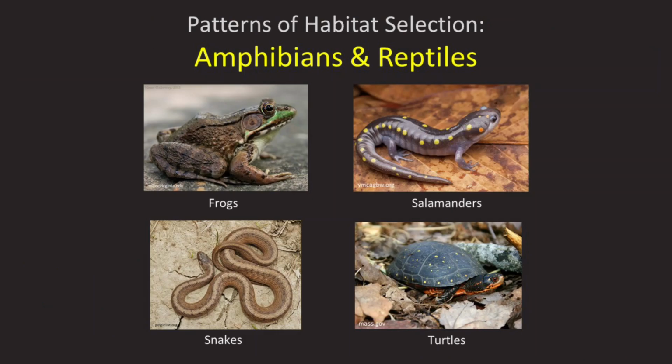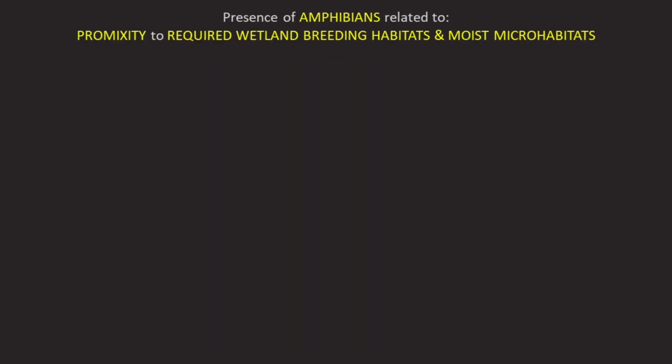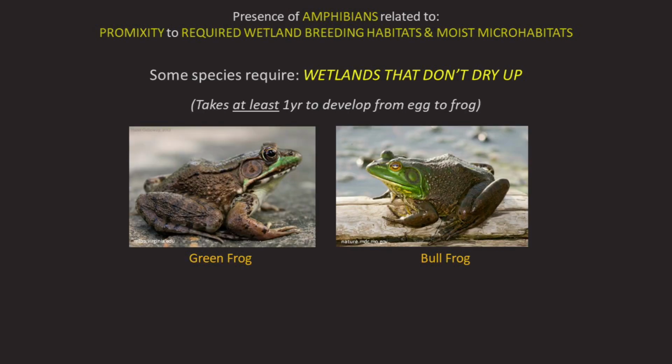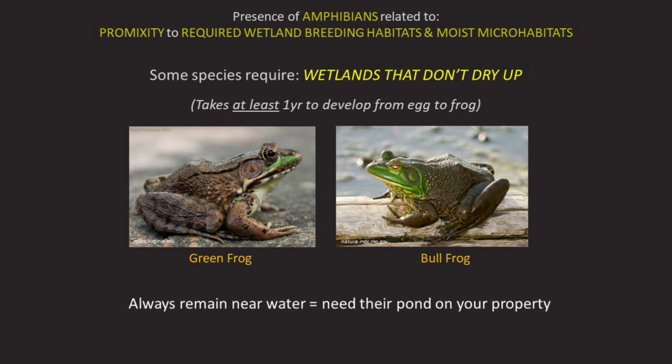I'll now discuss the patterns of habitat selection of amphibians and reptiles. Most frogs and salamanders occur in close proximity to the specific wetland habitats they require for breeding. Some species require wetlands that don't dry up, such as deep marshes and ponds. This includes green frogs, whose tadpoles take 1 full year to grow into frogs, and bullfrog tadpoles that require at least 2 full years to develop.